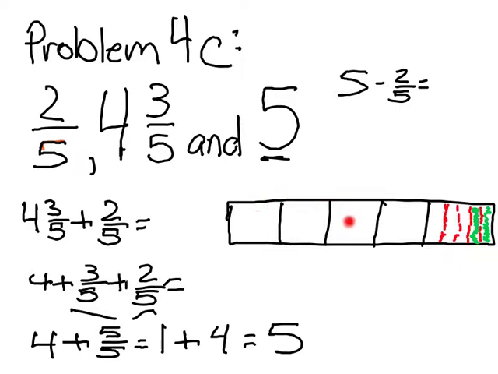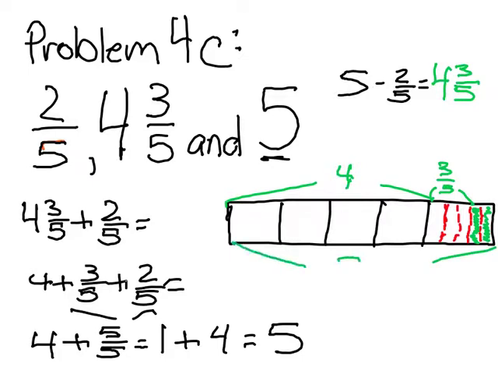1, 2, 3, 4, 4 1/5, 4 2/5, 4 3/5. So our answer here is 4 3/5. Here is 4, 2/5 is the other part, and the total is 5.